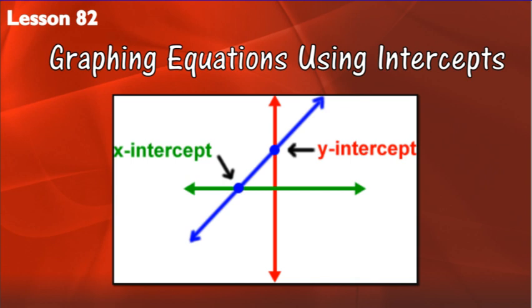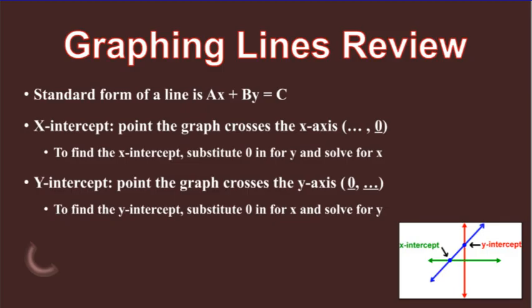Lesson 82, graph equations using intercepts. So let's just review graphing lines. Standard form of a line is ax plus by equals c. We have the x-intercept, which means the point on the graph that crosses the x-axis. That means your ordered pair.